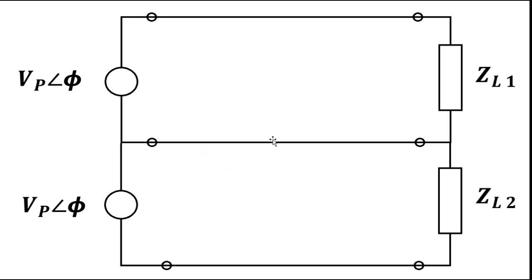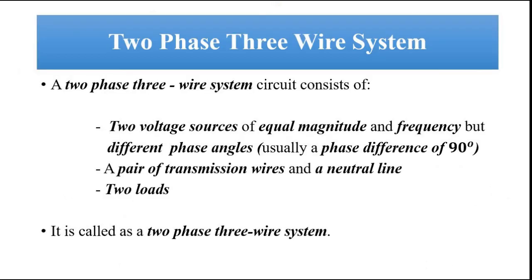This is called the neutral line. These are the two pairs of transmission lines, and this is the neutral line. We'll discuss how the neutral line comes into play. For now, just understand this is called the neutral line. Then we have a two-phase, three-wire system.